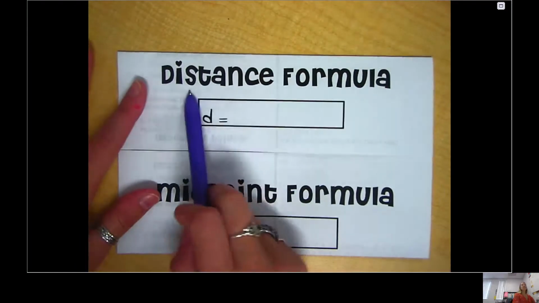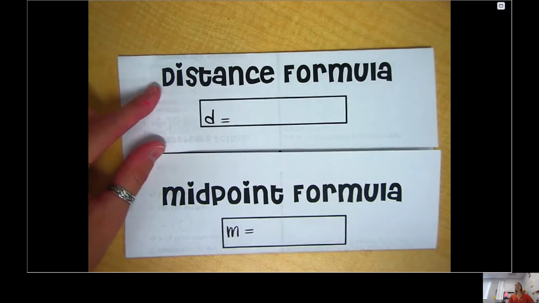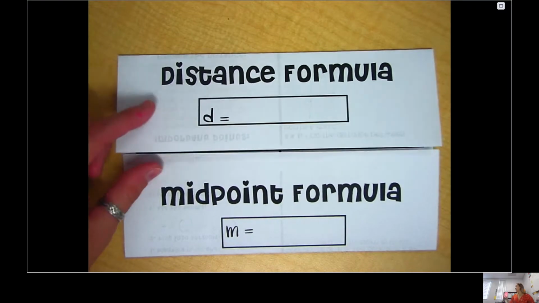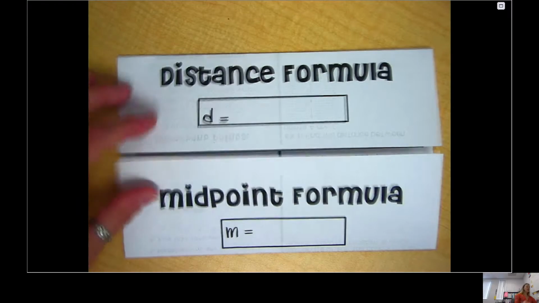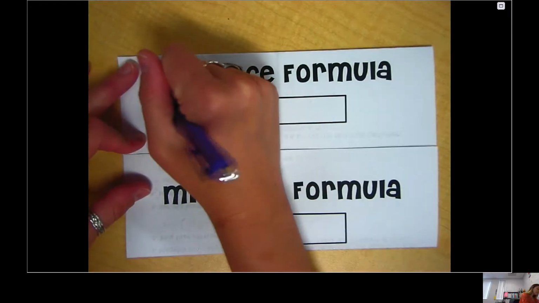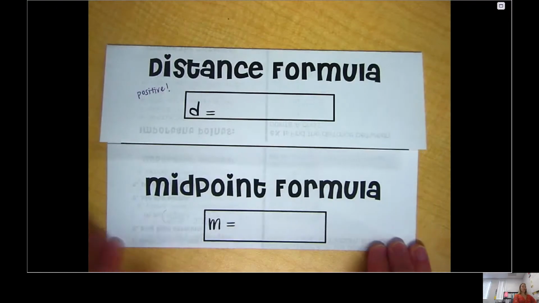So, distance formula. Now, first of all, if you are finding the distance between 2 points, what kind of number are you not allowed to have? Negative, exactly. You cannot walk a negative distance. So every time you try to find the distance between 2 points, it better be a positive number. If you're getting a negative number, you're doing something wrong. Okay, so it has to be a positive number.